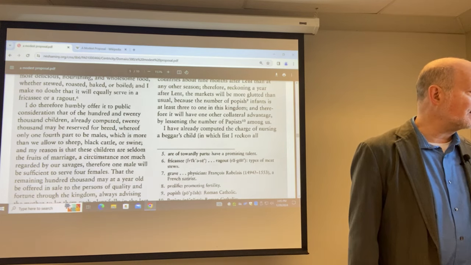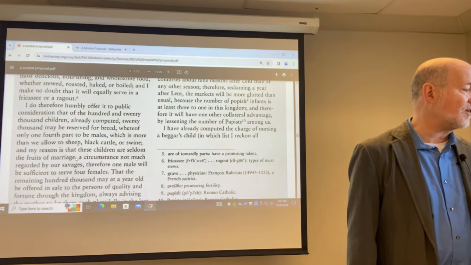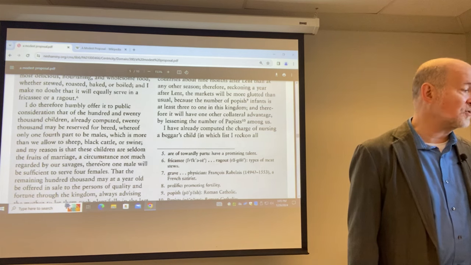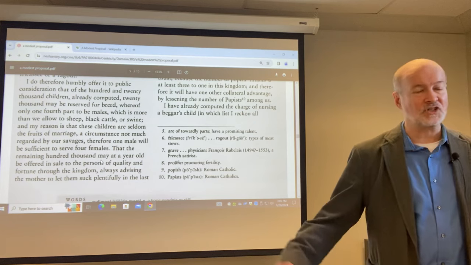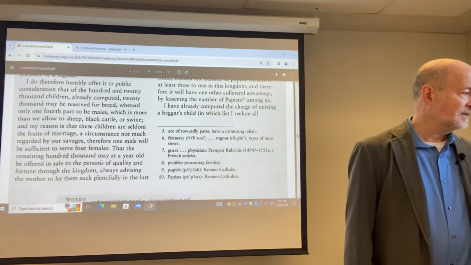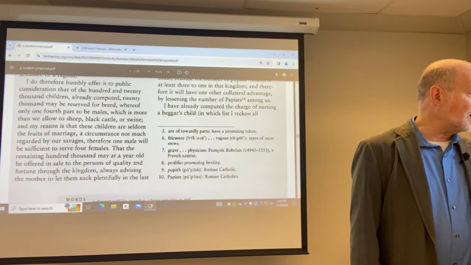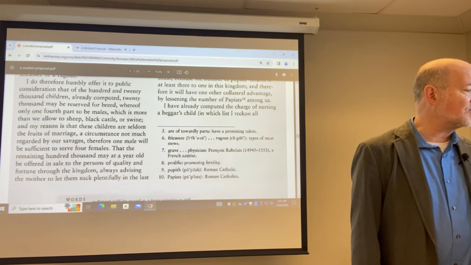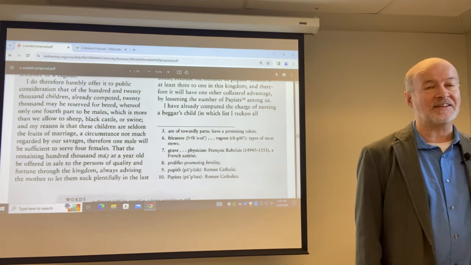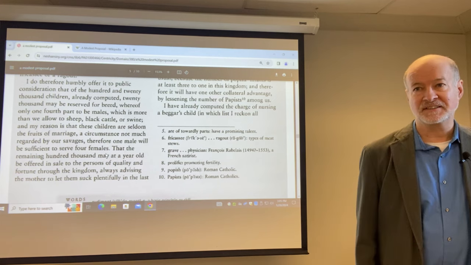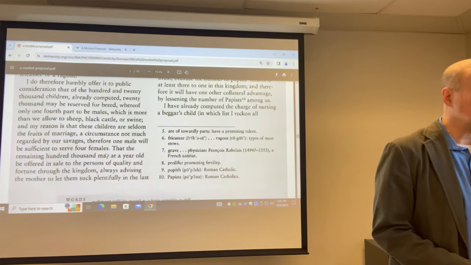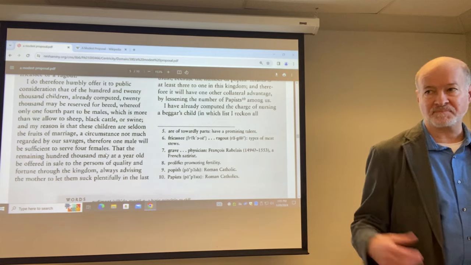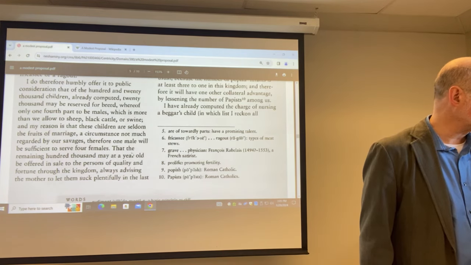And my reason that these children are seldom the fruits of marriage, a circumstance not much regarded by our savages, those Irish. They are children outside of marriage. Therefore, one male will be sufficient to serve 4 females. Again, this is agricultural talk. Service means to impregnate. You've got the bull male, and you put him to stud, right? That's all breeding of this sort.